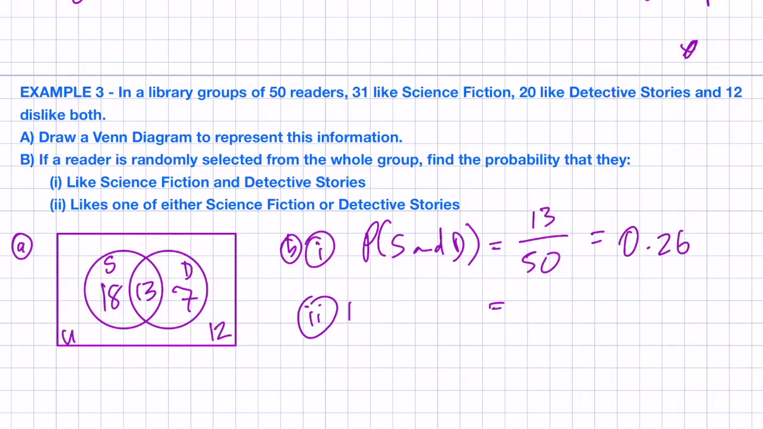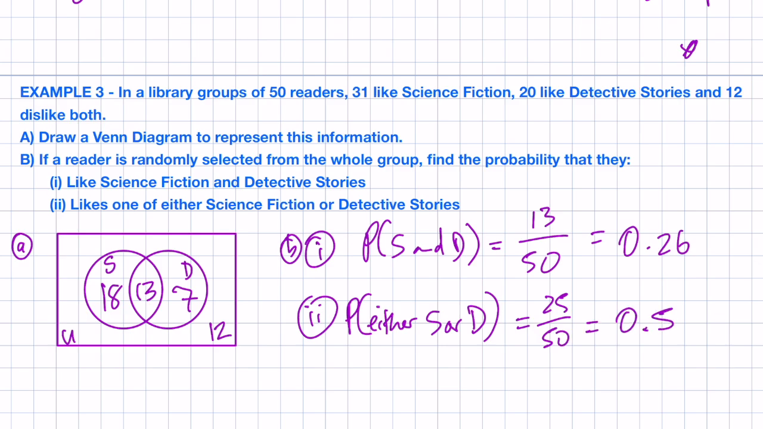2. Probability of either. Either is an important word here. That's why you need to actually know English, because you can't answer the question properly if you can't. Either S or D. What region represents liking either of the options? It's very specific. S or D, so you're saying this and this, but not the middle? Yes. Good. So 18 plus 7 is going to be 25 out of 50. There is a 50% chance that they like either S or D.